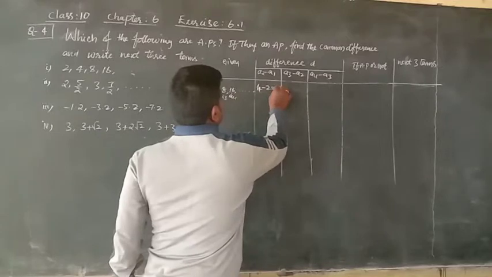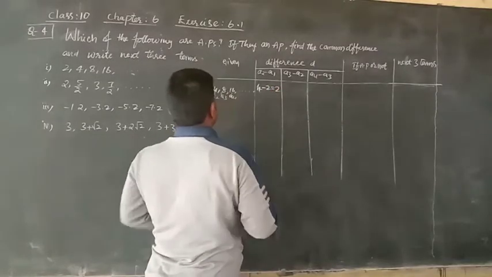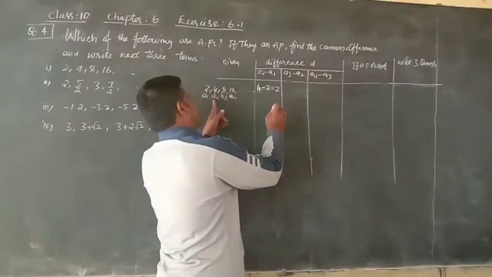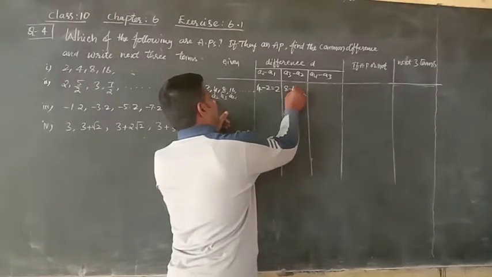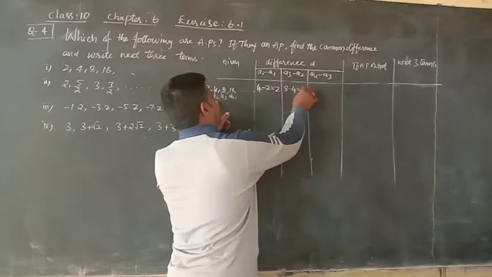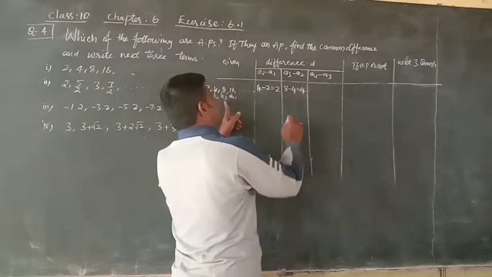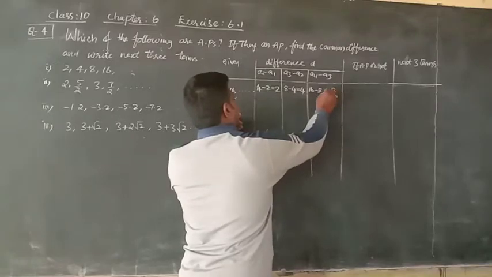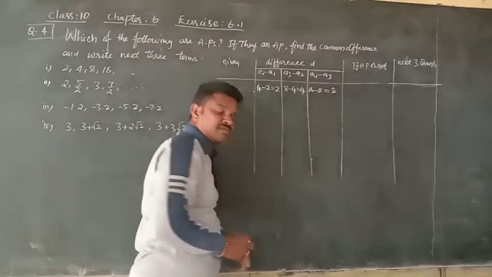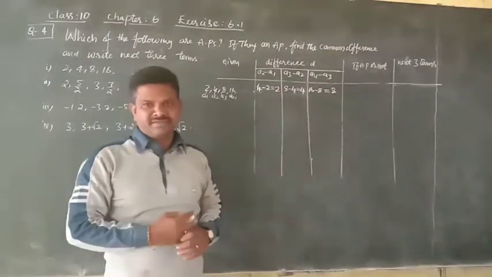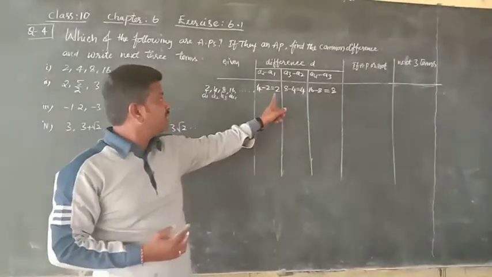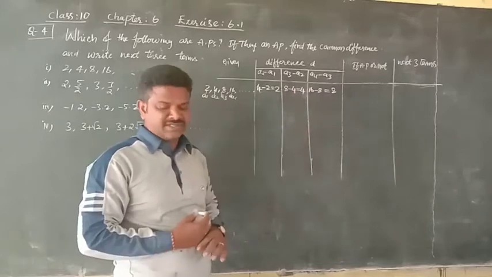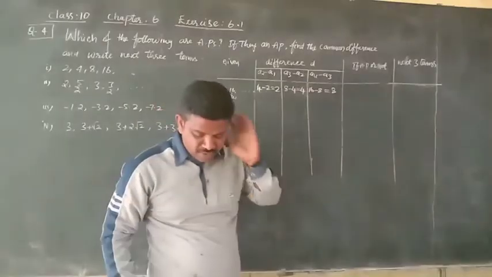Now, A2 minus A1, 4 minus 2, equals 2. Very good. A3 minus A2, 8 minus 4, equals 4. A4 minus A3, 16 minus 8, equals 8. Observe here, the difference is not the same: 2, 4, 8.